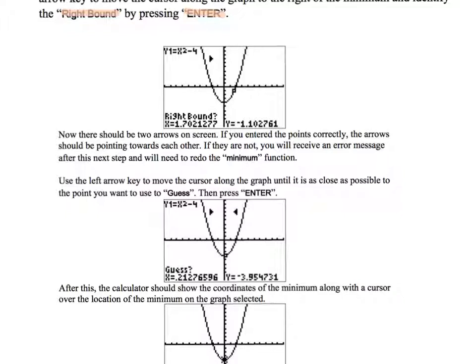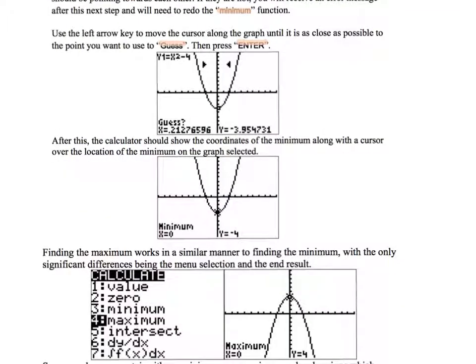Now there should be 2 arrows on screen. If you entered the points correctly, the arrows should be pointing towards each other. If they are not, you will receive an error message after this next step and you will need to redo the minimum function. Use the left arrow key to move the cursor along the graph until it is as close as possible to the point that you want to guess, and then press enter. After this, the calculator should show the coordinates of the minimum along with the cursor over the location of the minimum of the graph.